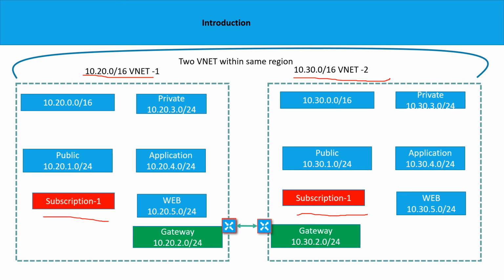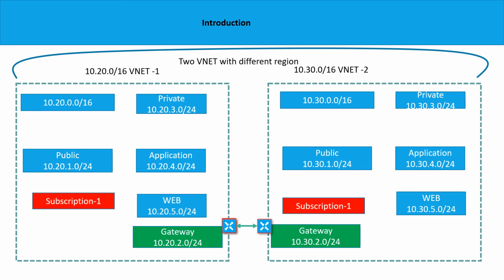So here we created a VNet gateway subnet, which is 10.20.2.0. And the same thing we did on the second VNet, 10.30.2.0. So you need to provision a gateway. When you provision the gateway, they can talk to each other. So there are two ways: either you go for VNet to VNet peering, or you go for the kind of VPNs.